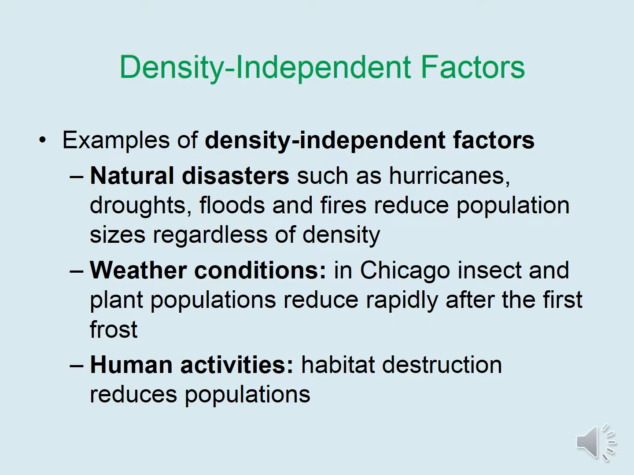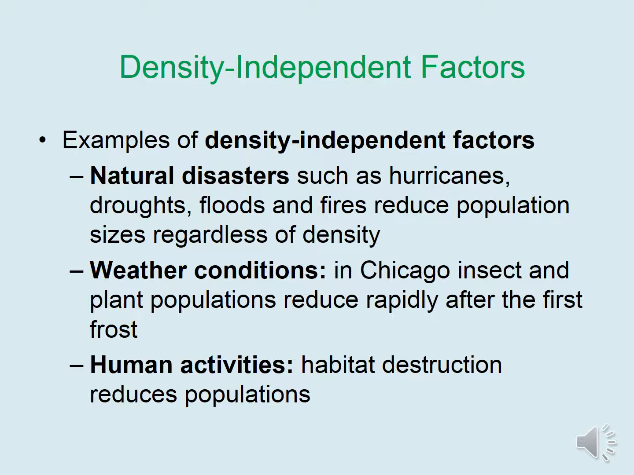Examples of density-independent factors include natural disasters, weather conditions, and human activities. Natural disasters such as hurricanes, droughts, floods, and fires reduce population sizes regardless of density. For instance, it doesn't matter whether there are 10 or 1,000 organisms from a population in a forest. If a fire sweeps through the forest, all of those organisms will be killed equally.